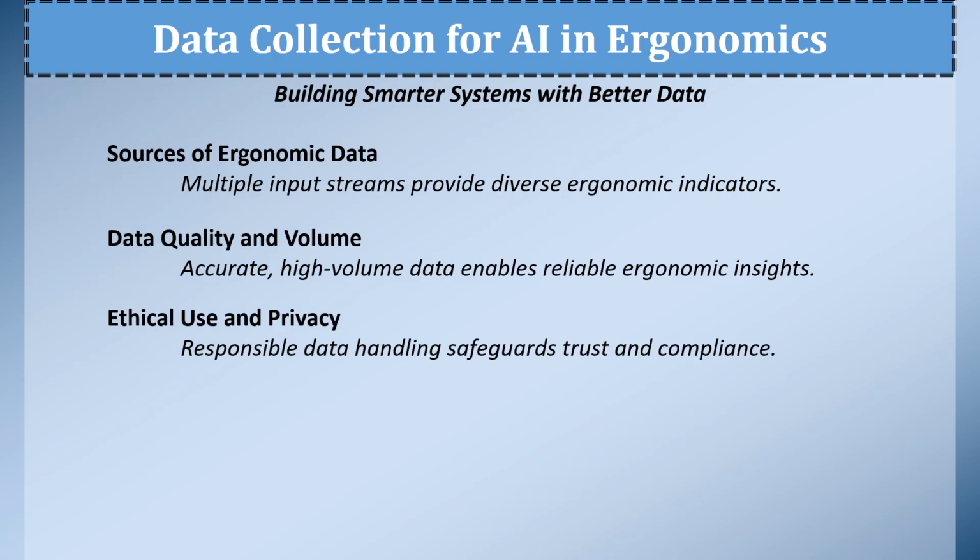Ethical use and privacy. Collecting personal data requires strict protocols to maintain user trust. Systems must anonymize, secure, and limit data access appropriately. Balancing analytics with privacy is key to ensure user participation and ethical AI deployment. Reliable AI starts with reliable data. Ergonomic systems depend on diverse, high-quality input, but they must also ensure transparency and privacy to be trusted by users and adopted at scale.